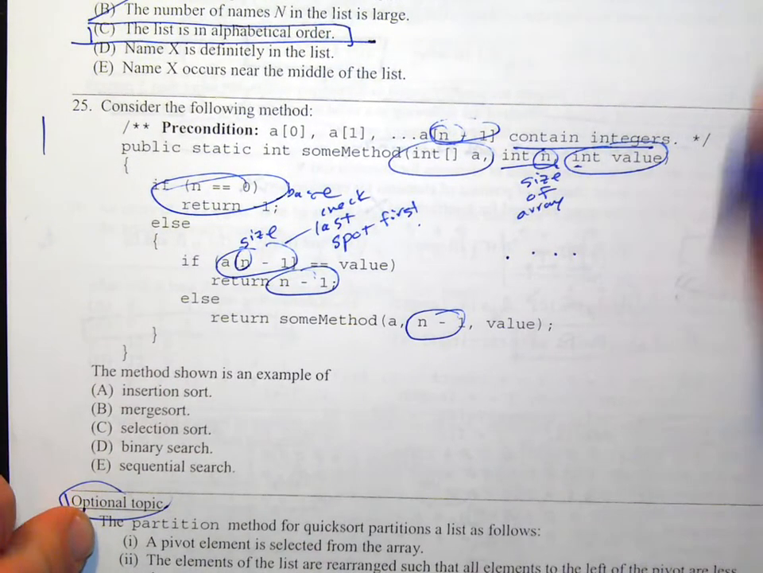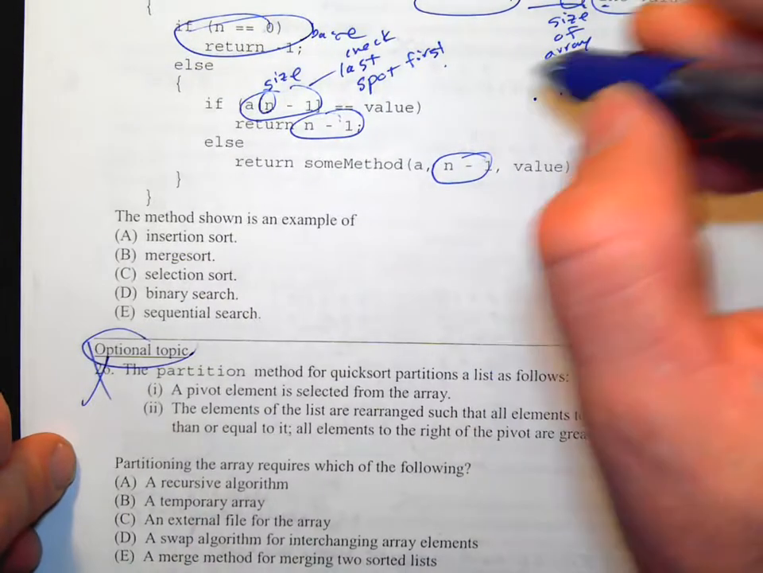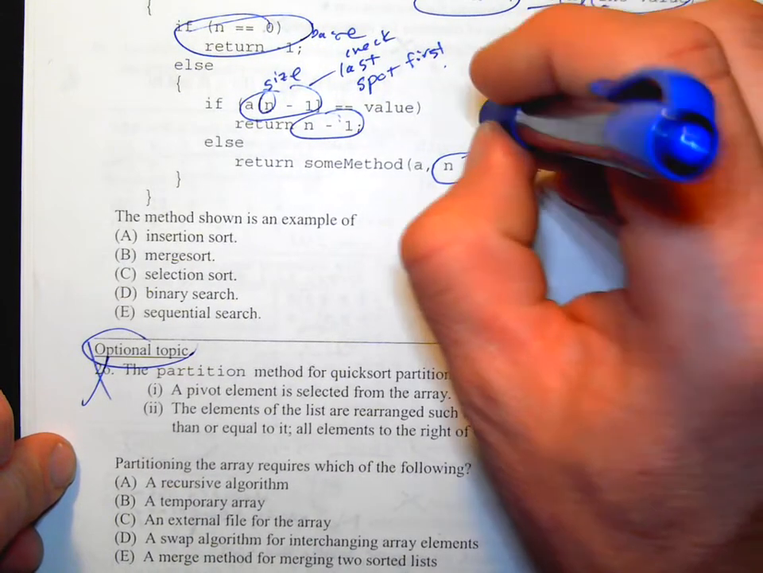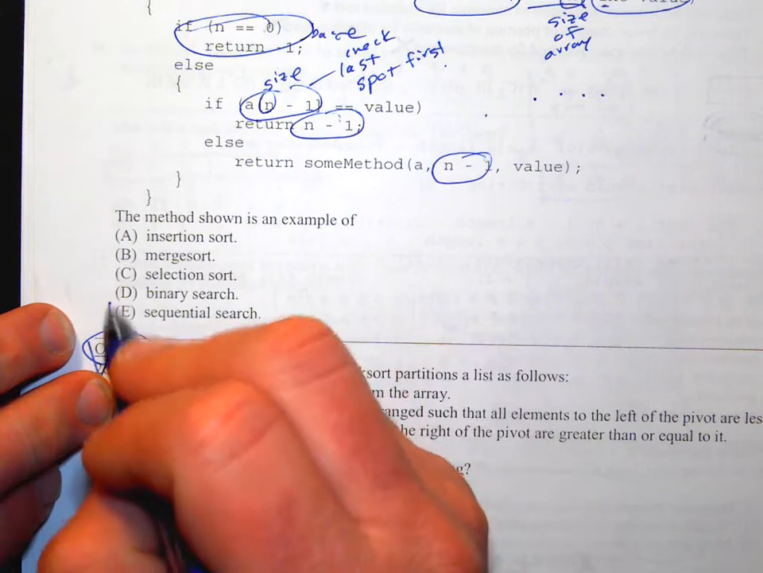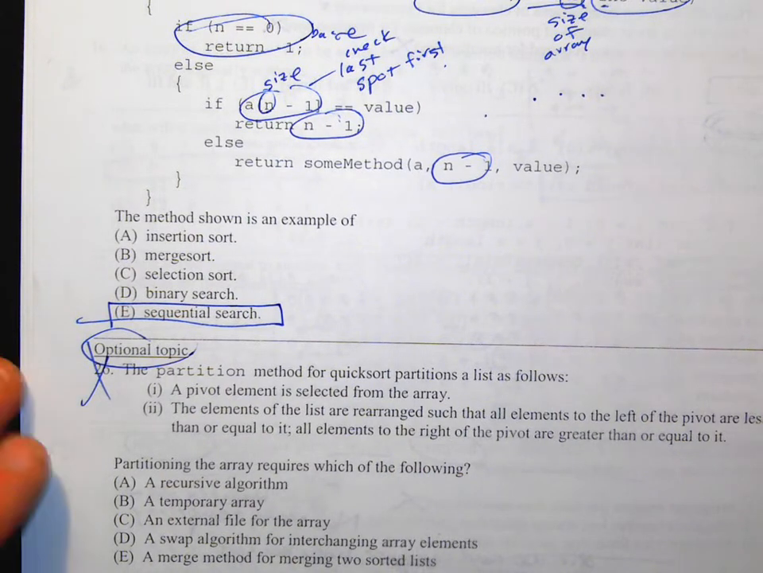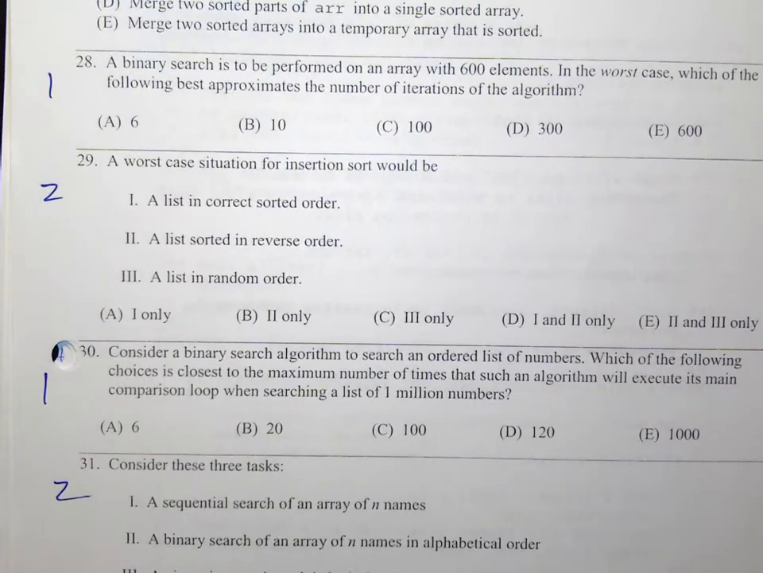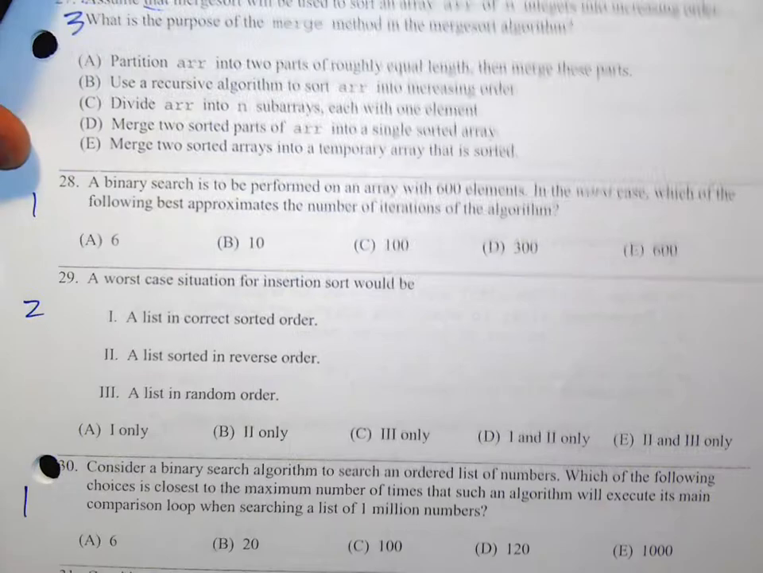The method shown is an example of this just looking at every single spot till you find it. That's sequential search. It's not taking advantage of anything. It's looking at every spot until you find it. That's sequential search. Not efficient, but very straightforward. We're going to skip 26. 27.